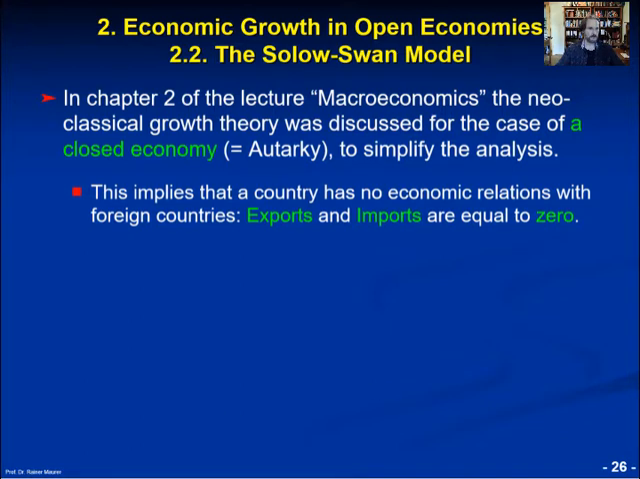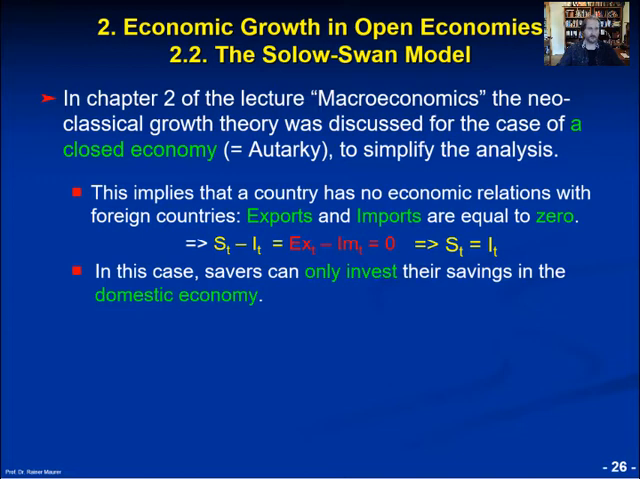We know from our discussion of the balance of payments that domestic savings minus domestic investment must necessarily always be equal to exports minus imports. So if exports are zero and imports are zero, the difference is also zero, so this implies that domestic savings must be equal to domestic gross investment. So in this case, savers can only invest their savings in the domestic economy.